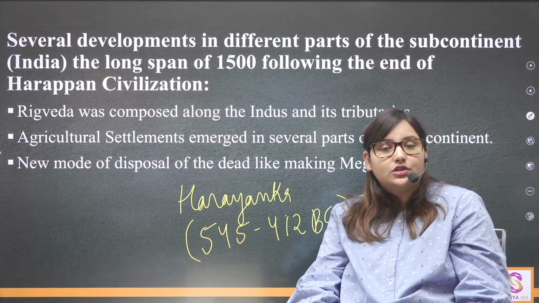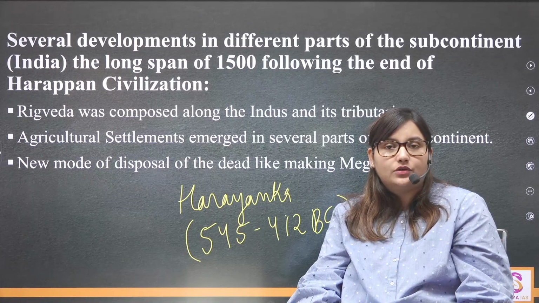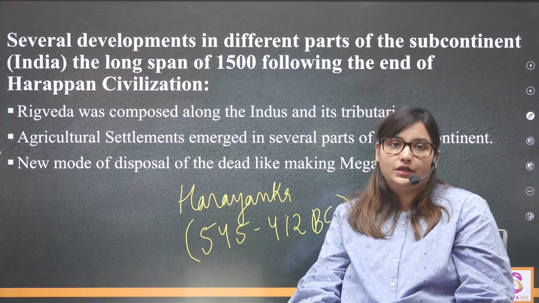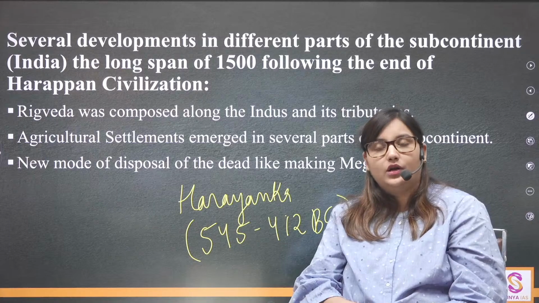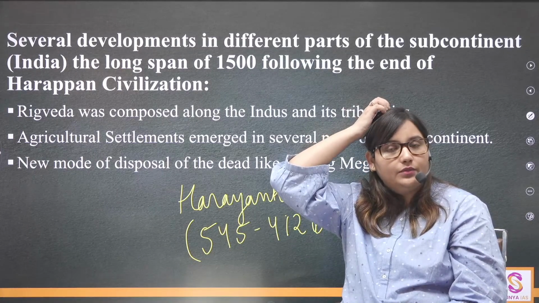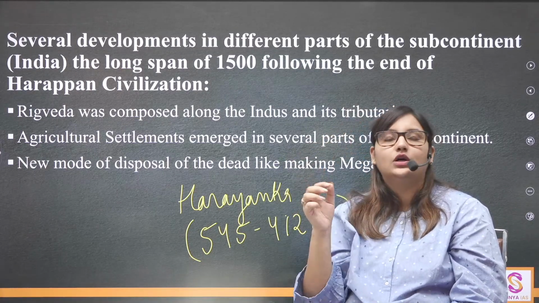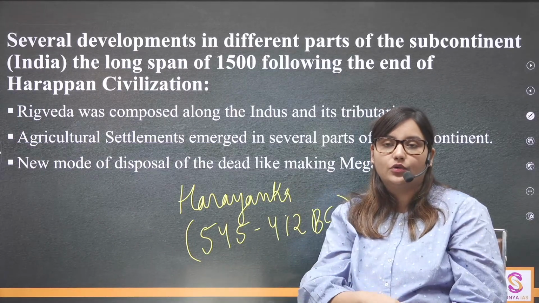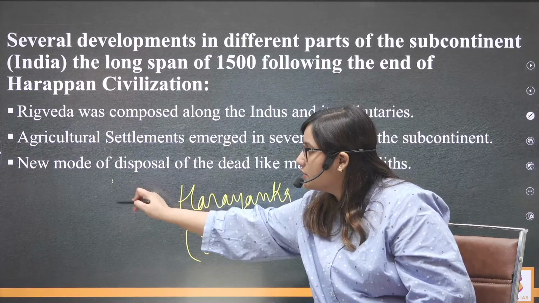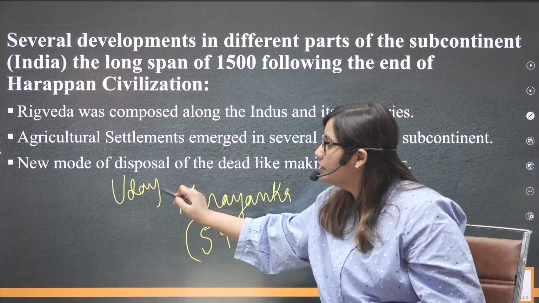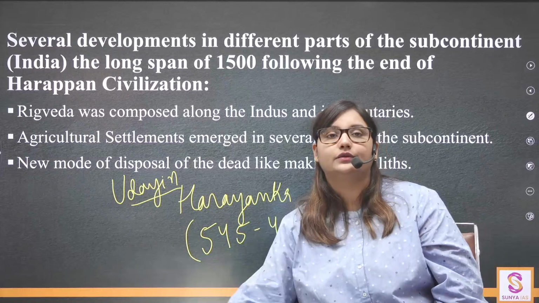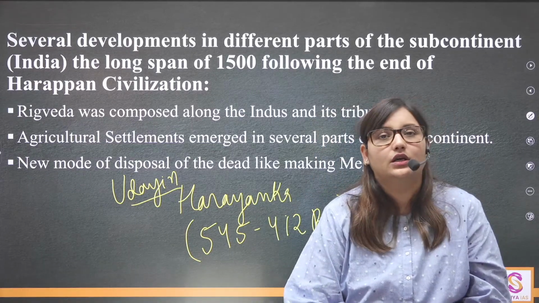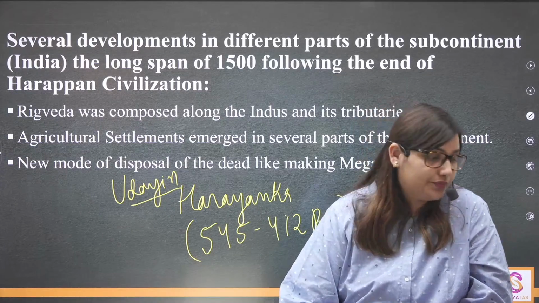Ajatashatru also destroyed Vaishali. Please write this point also. Now the third ruler. After Ajatashatru, the third ruler came. The son of Ajatashatru was Udayin. This is the spelling. Udayin, from 460 BC to 444 BC, was the son of Ajatashatru.